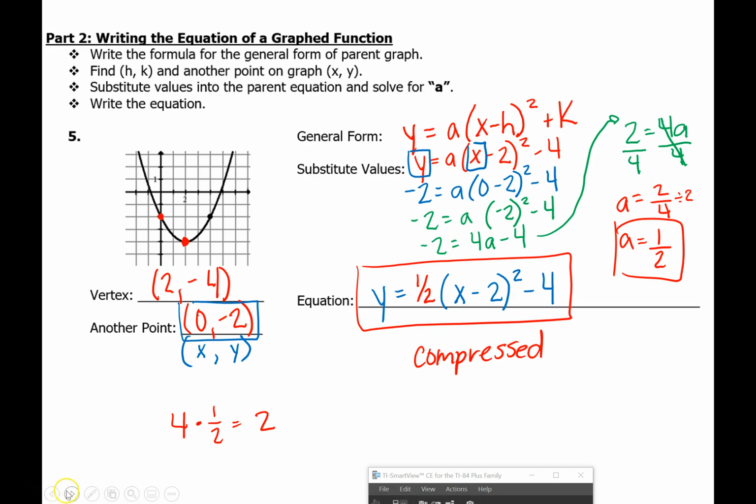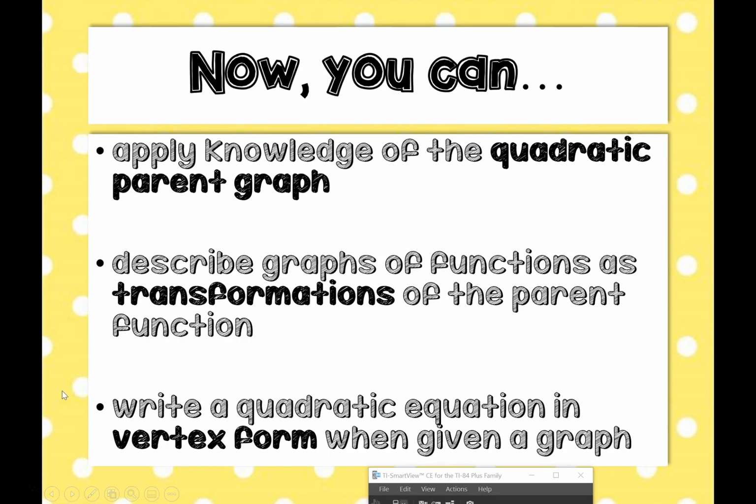Okay, so in this video we talked about the parent function for a quadratic graph, and then we talked about those transformations of a, h, and k to get all of our other graphs that we might need to graph. And the last thing that we did was we were given a graph and we figured out what the vertex form of the equation was. So go ahead and try the Now You Try now.